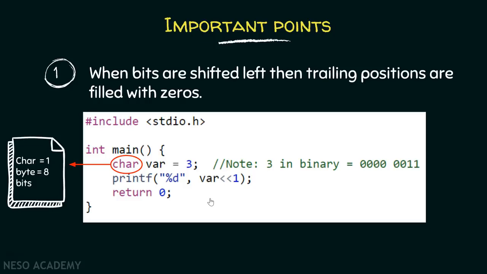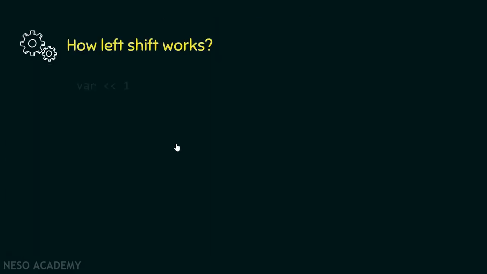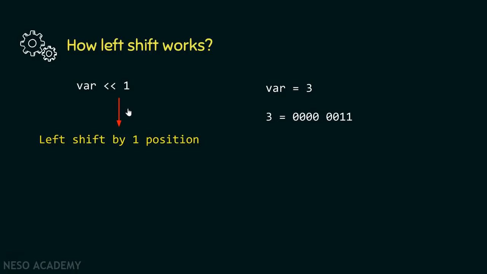Now, in order to understand what the output of this particular program would be, we first need to understand how the left shift operator works. This is the left operand of this left shift operator and this is the right operand. The value of the variable is 3 and the binary representation of this value is 00000011. Now what will we do? We know that the right operand is the one which decides the number of places to shift the bits towards the left. Here the value is 1.